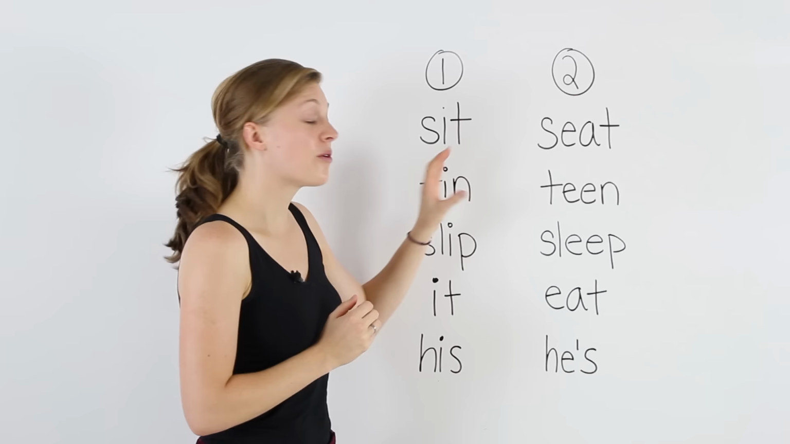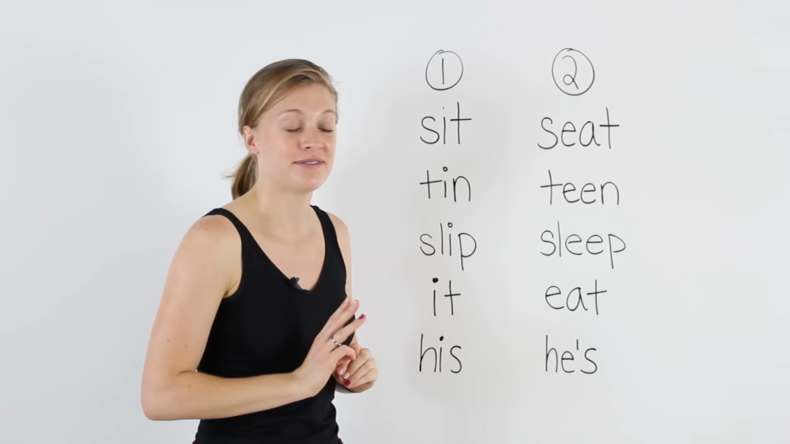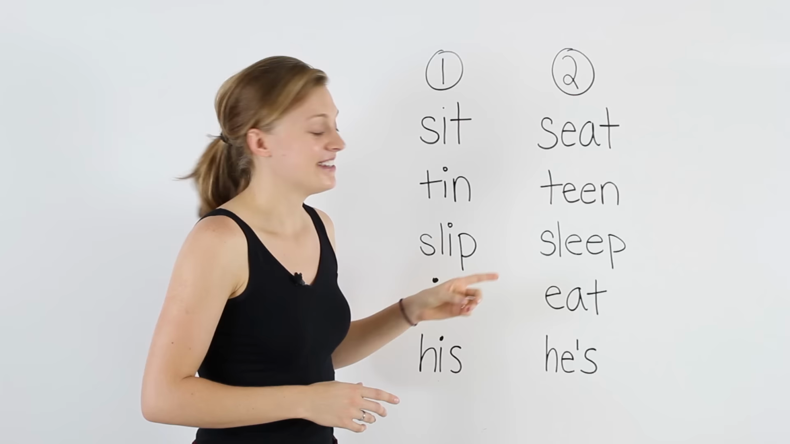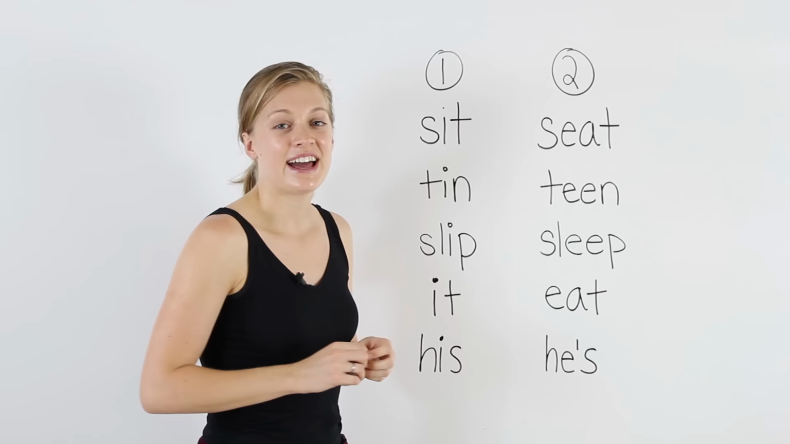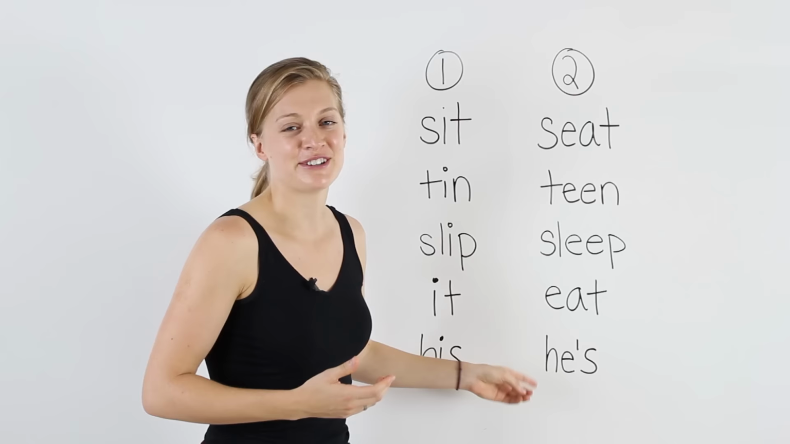Good. Now let's try our second word. Tin or teen? Teen. I bet you chose teen. Good job. Let's try the third example. Slip or sleep? Sleep. I bet you chose sleep, and that's the right answer. Next, we have it or eat? It. You're right. I chose it. And last, we have his or he's. He's. I bet you chose he's.